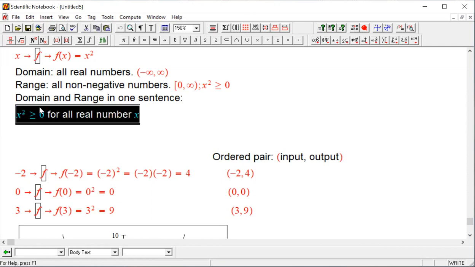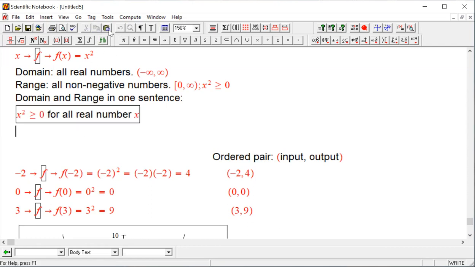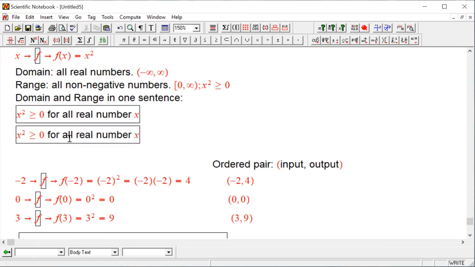Another even shorter hand notation, and that will be, you can write this as for all real number x that belongs to all real numbers. You can even write it this way. So this is the shorthand notation to express the domain and range for this particular function.